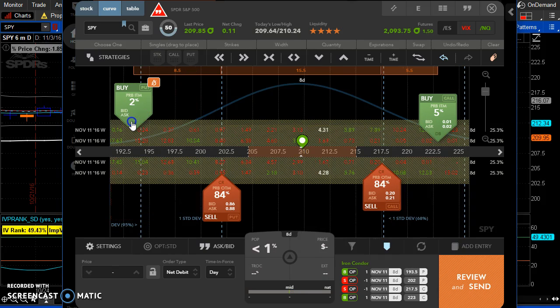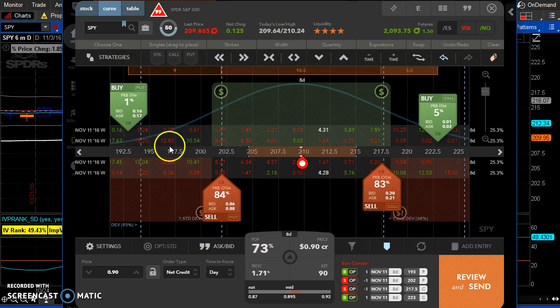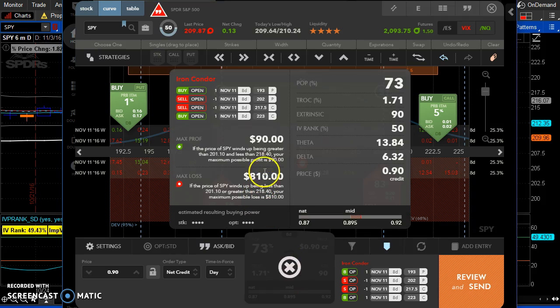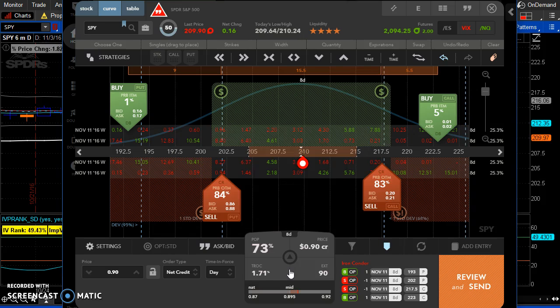Oh, this is going to be way out there. All right. Okay, look. So you can buy. There you go. So you can collect almost $1, and still have over a 73% chance of being right. This expires in 8 days. So that's your play. You're risking $810 to make $90. So what is 10% of this? 81 bucks, right? So your max profit is over 10% of what you're risking, in 8 days.